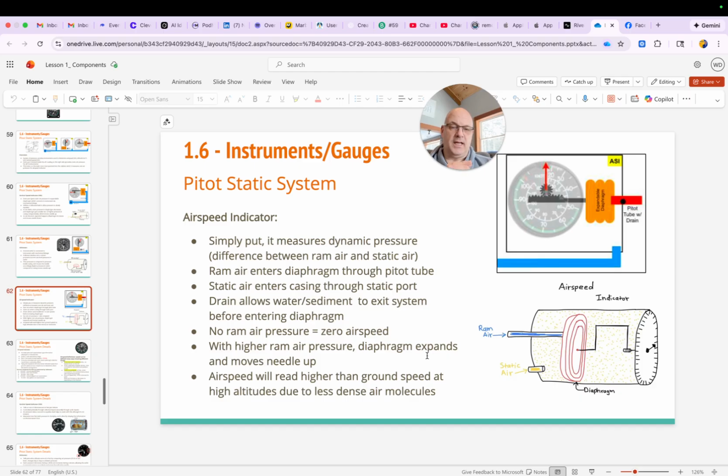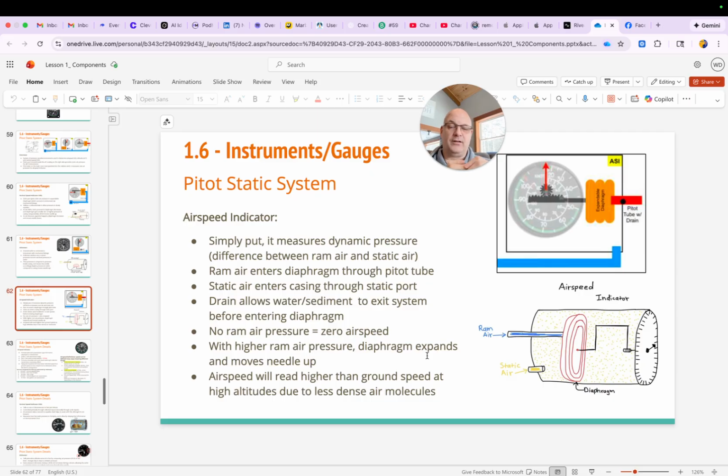The airspeed indicator, simply put, measures the dynamic pressure, the difference between the ram air pressure and the static air pressure. The ram air pressure, of course, comes from your pitot tube that's on the center mast above your head. So the ram air enters the diaphragm through the pitot tube, and there's a distance it has to travel. The static air enters through the static port, which is on the side of the aircraft itself.